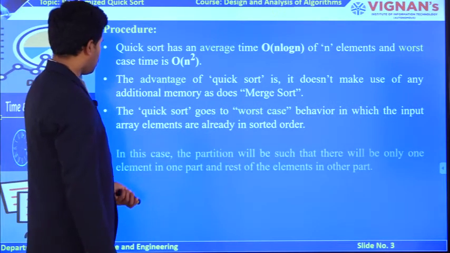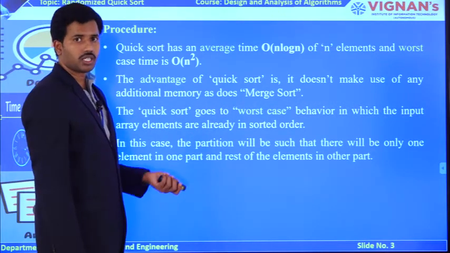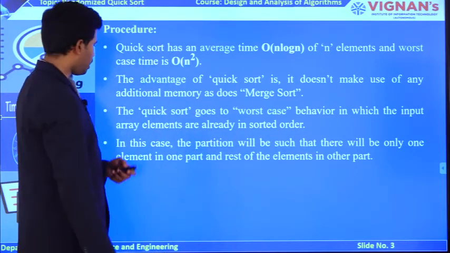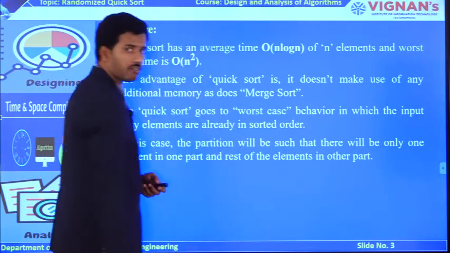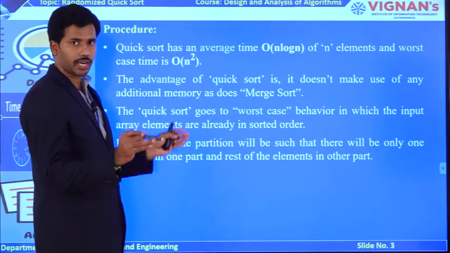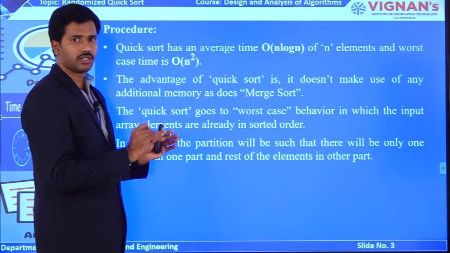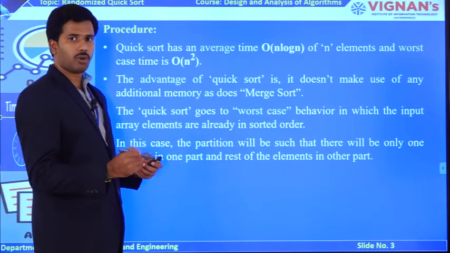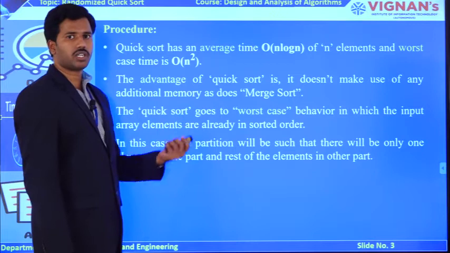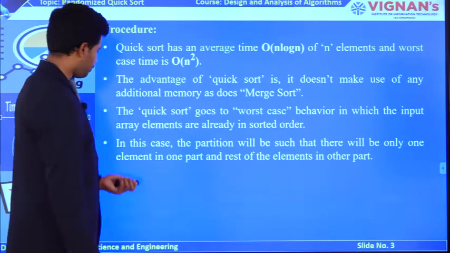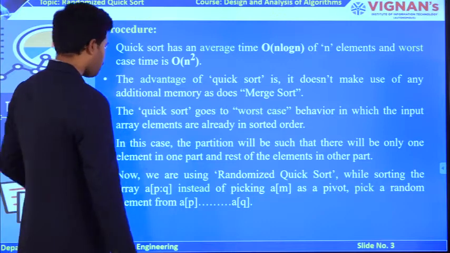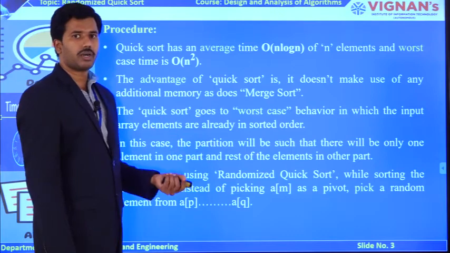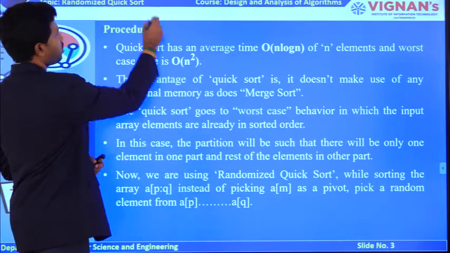So the algorithm produces the worst case of order of n square if the input array is already in a sorted order. In this case, my partition after applying the divide and conquer technique will be divided into two subarrays. The first subarray has size 0, and the second subarray has size n minus 1. So because of this problem, the worst case of quicksort is order of n square. Now instead of choosing the pivot as the first element, the middle element or the last element, I am choosing the pivot element randomly in my randomized quicksort.